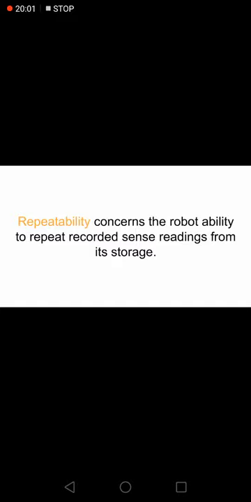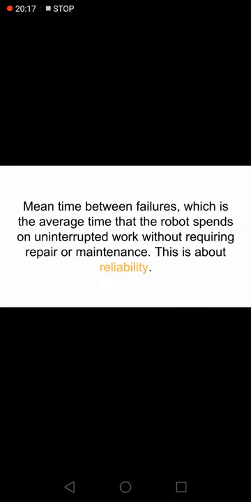Next slide. Repeatability concerns the robot's ability to repeat recorded sensor readings from its storage. Repeatability. Next slide. What is reliability? It talks about mean time between failures, which is the average time that the robot spends on uninterrupted work without requiring repair or maintenance. That is all about reliability.